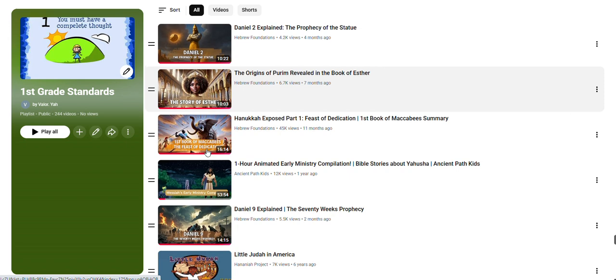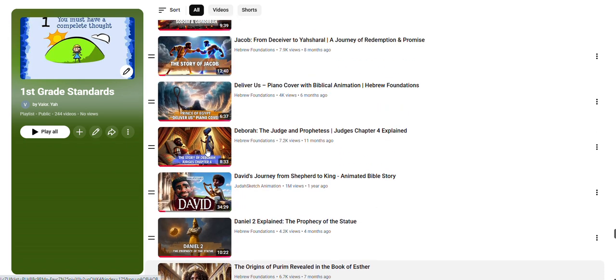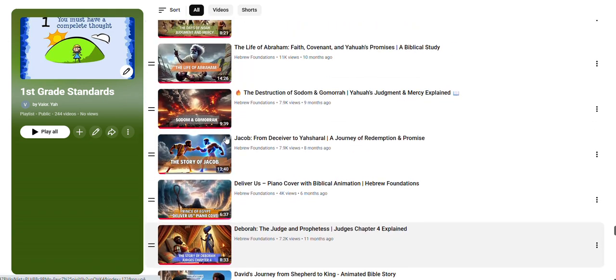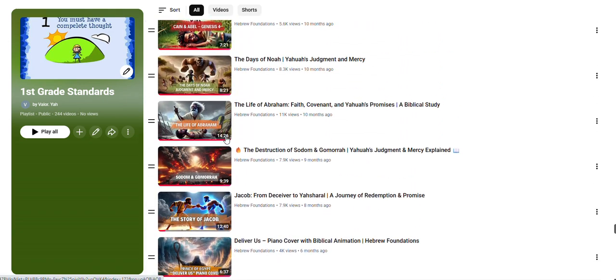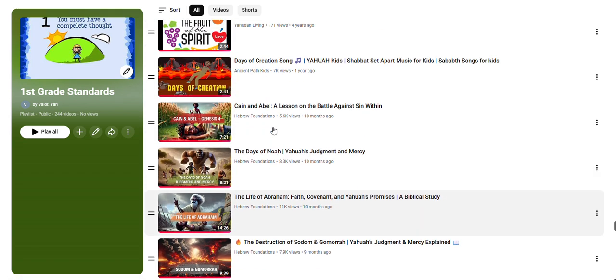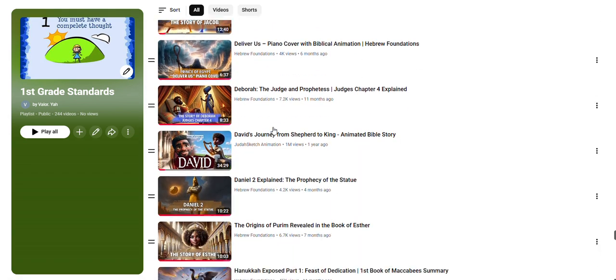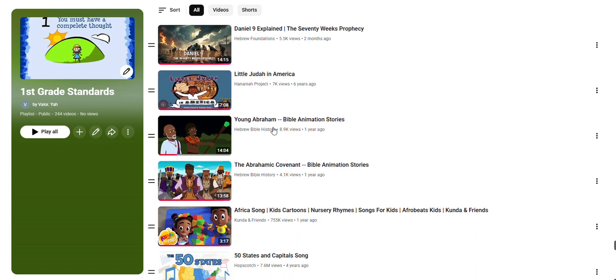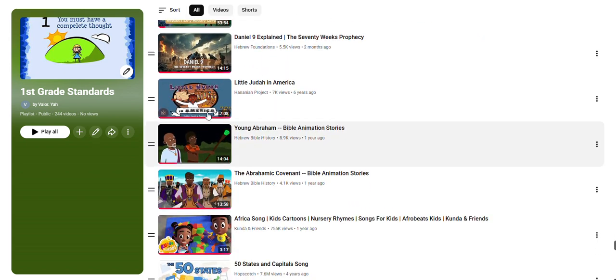But later on, in terms of later grades, we're gonna go in depth in these sections. For first grade, it's just good to know the outline. We start to go in depth at the end of the outline.